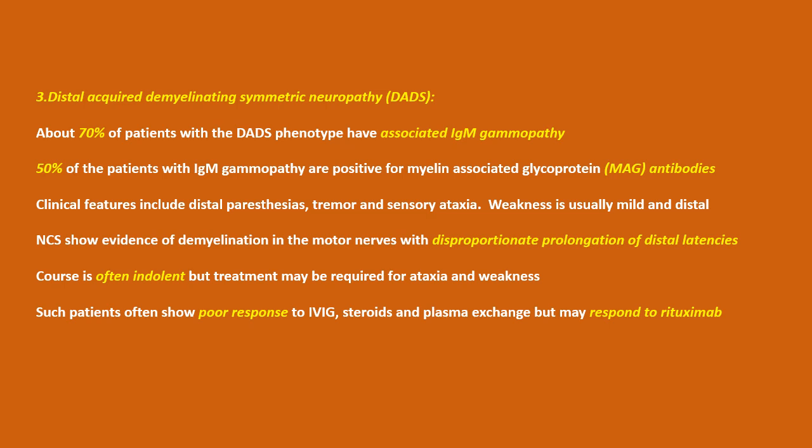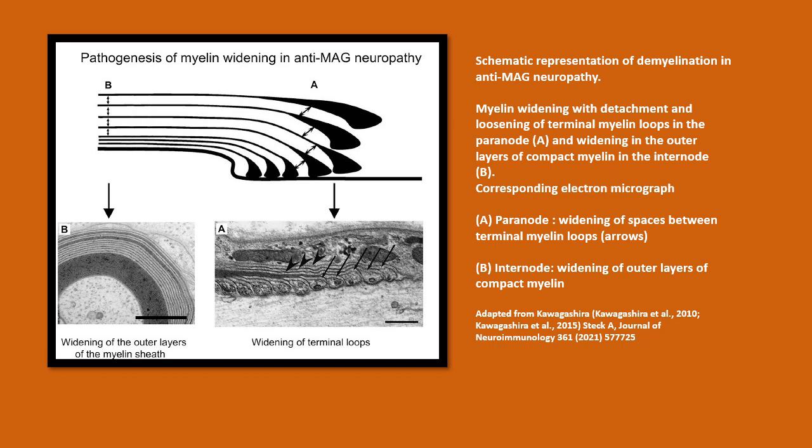Nerve conduction studies show evidence of demyelination in motor nerves with disproportionate prolongation of distal latencies. Course is often indolent, but treatment may be required for ataxia and weakness. Such patients often show poor response to IVIG and steroids, as well as plasma exchange, but may respond to rituximab. This figure shows the mechanism of demyelination caused by the anti-MAG antibody with loosening of the myelin layers in loops at the paranode and internode.